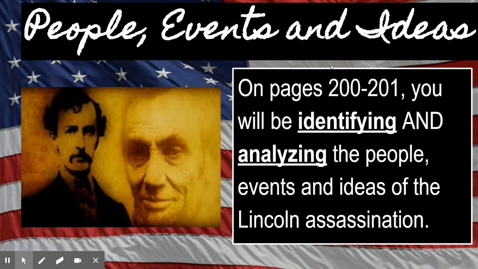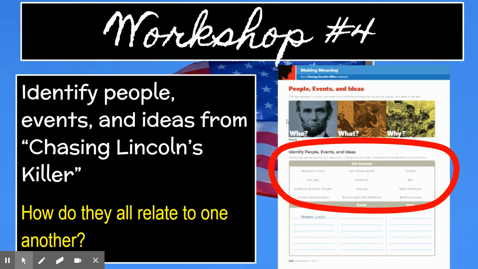So on pages 200 to 201, if you have your real book with you, which I have included on this slide, you'll be identifying and analyzing the people, events, and ideas of Lincoln's assassination. So workshop 4, we've already talked about two excerpts of Lincoln's killer and why he did it. So we're going to identify people, events, and ideas from Chasing Lincoln's Killer. So how does all of this relate to one another? It's good to know the relationship between our readings.